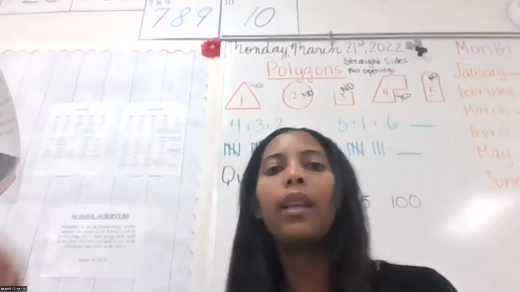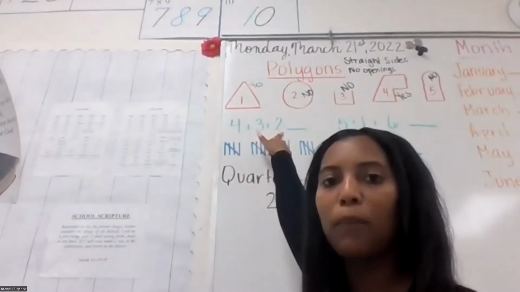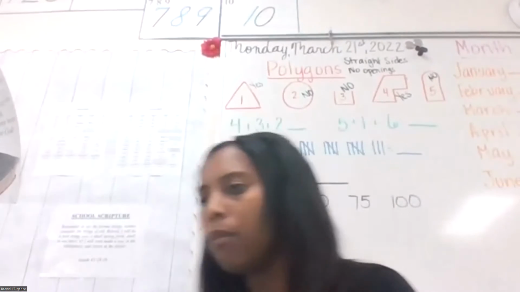All right, so let's go ahead and look at my facts up here. So I have 4 plus 3 plus 2. Can you set this up on your paper and add it up? 4 plus 3 plus 2. Go ahead.